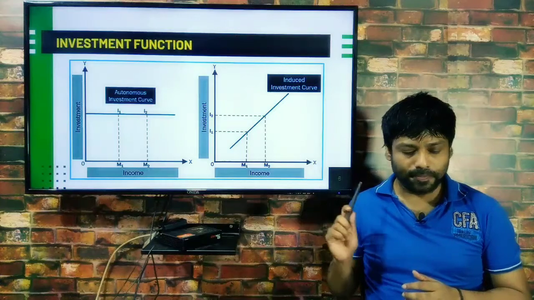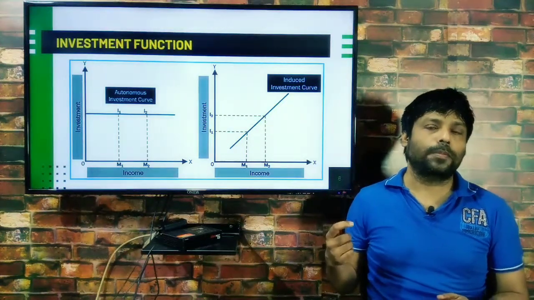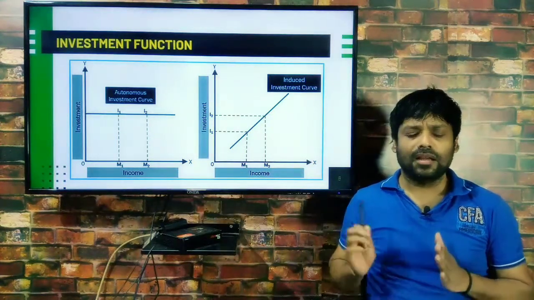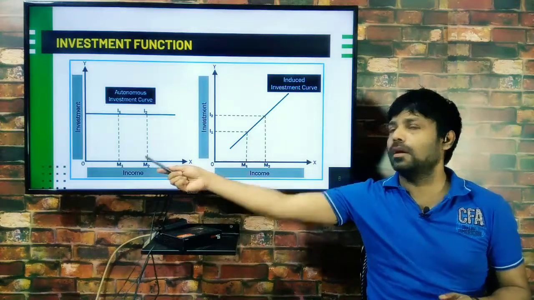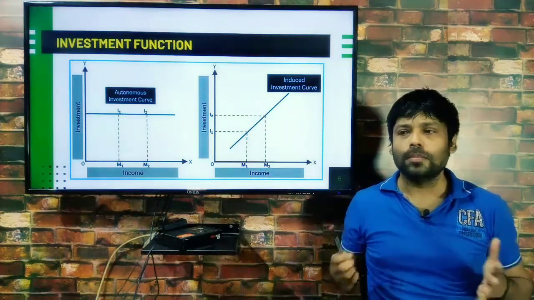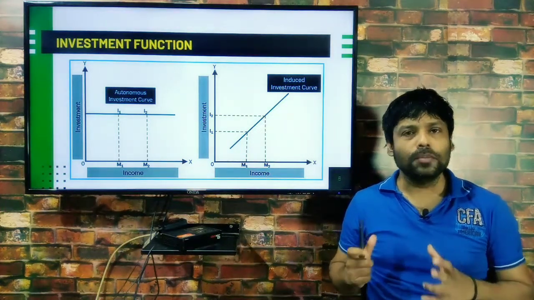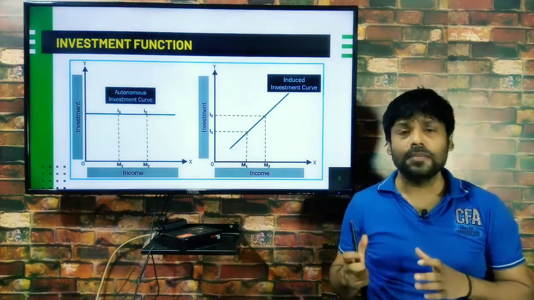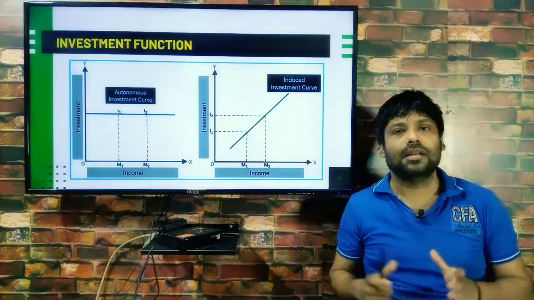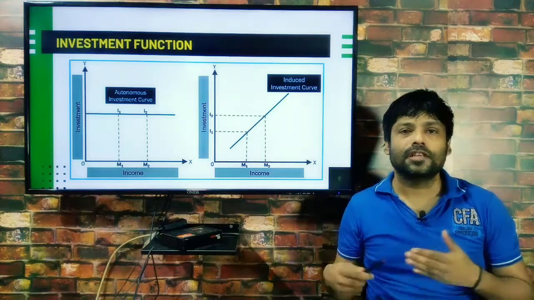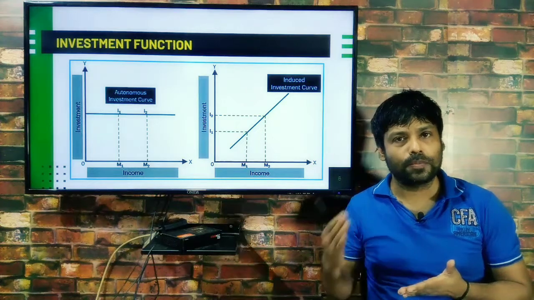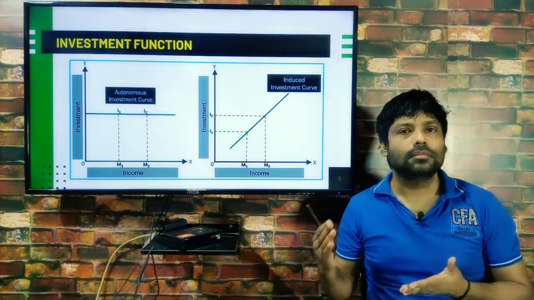Now, investment function can be of two types, that is, investment is of two types, one on the left hand side and another on the right hand side. The left hand side is autonomous investment and the right hand side is induced investment. What is autonomous investment? Autonomous investment is independent of the level of income and is therefore income inelastic, whereas induced investment is real investment and it is induced by profit or income.